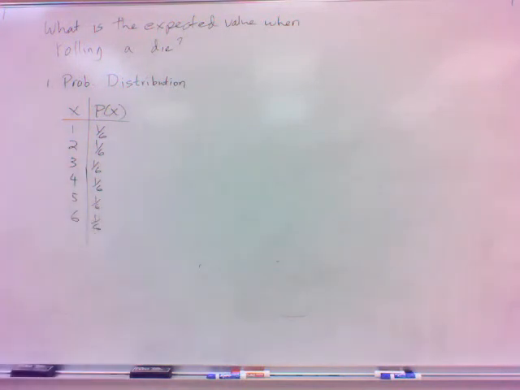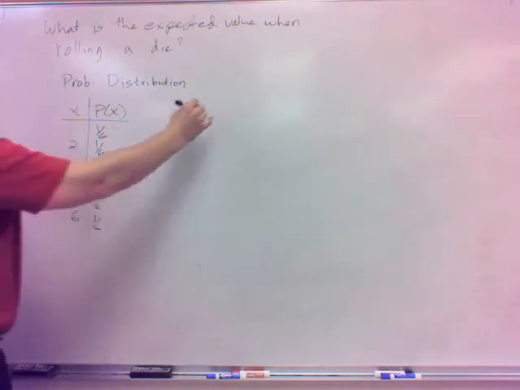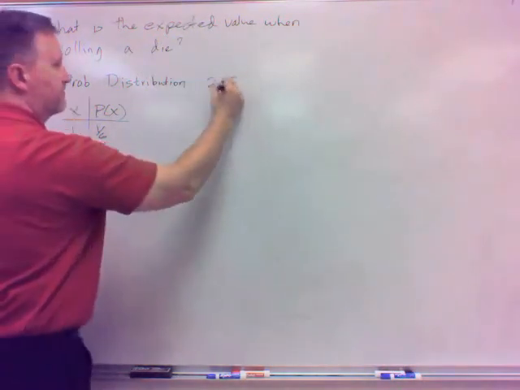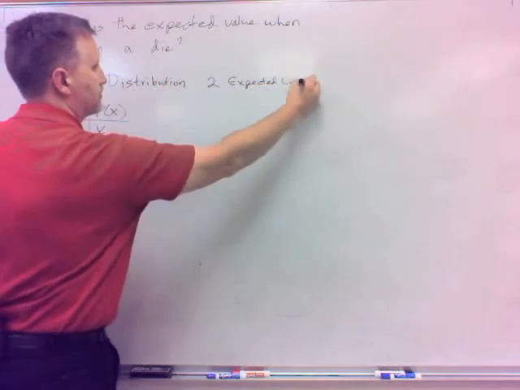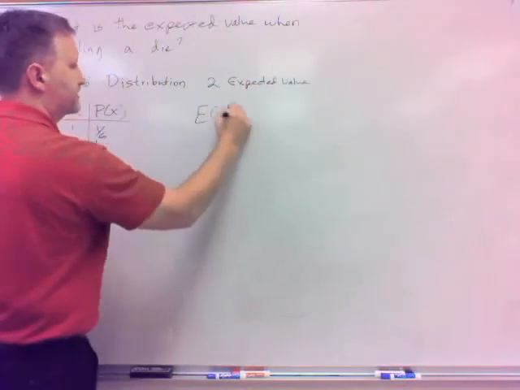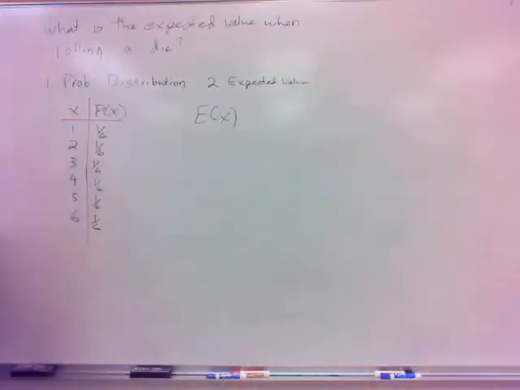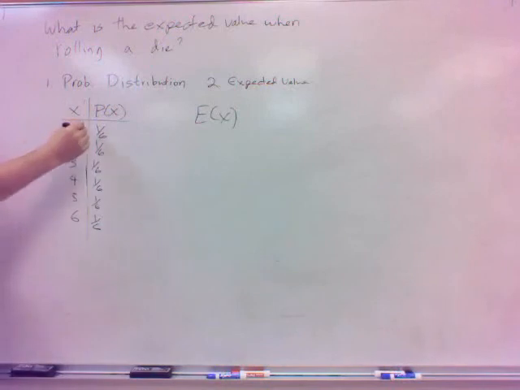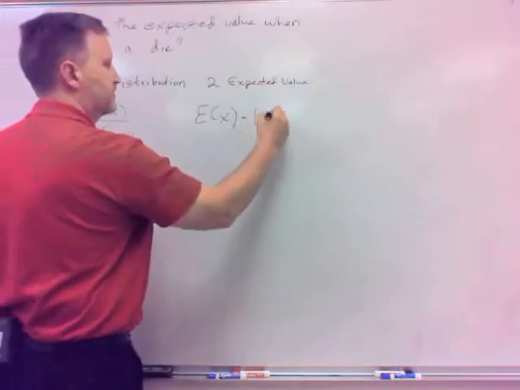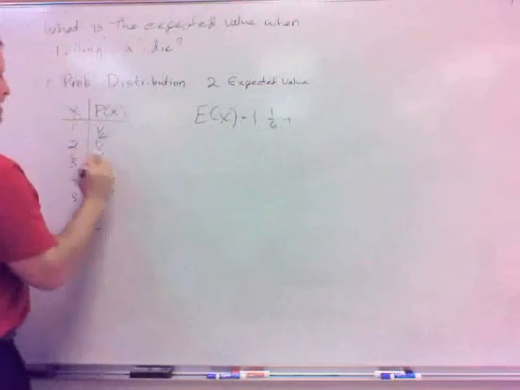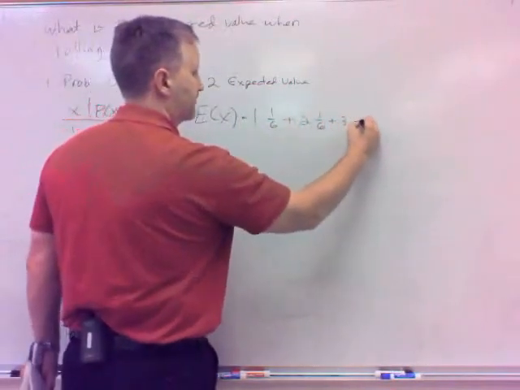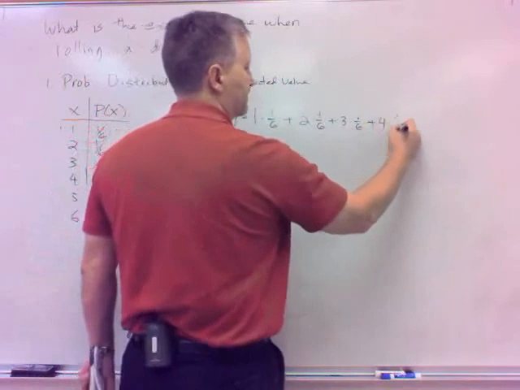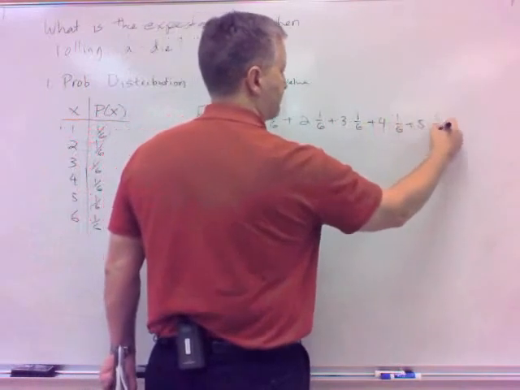However, I want to know the expected value, so step 2 is, do your expected value here. How do I do the expected value? E of x. Well, you multiply each x by p of x. So I'm going to multiply 1 times 1/6, 2 times 1/6, 3 times 1/6, 4 times 1/6, so on and so forth.